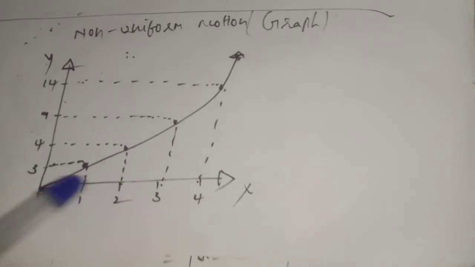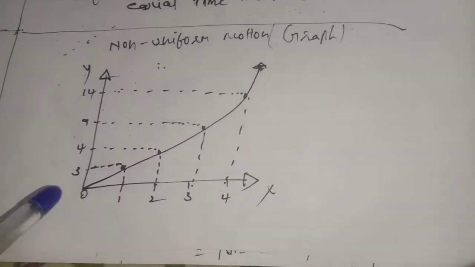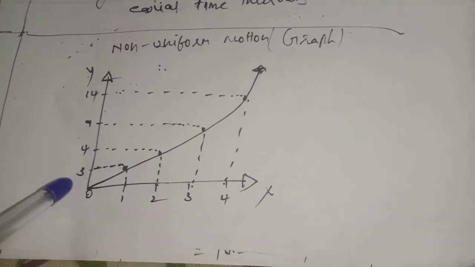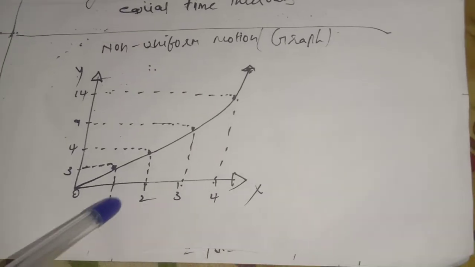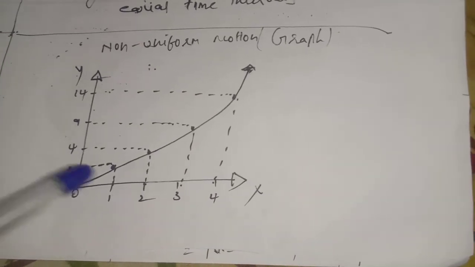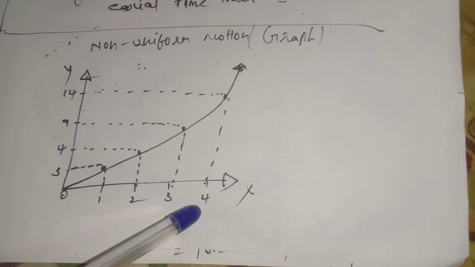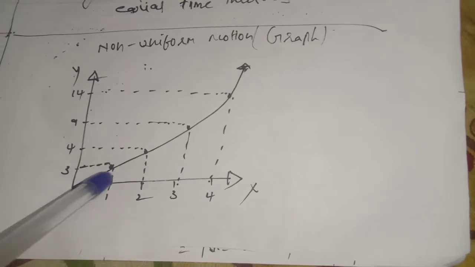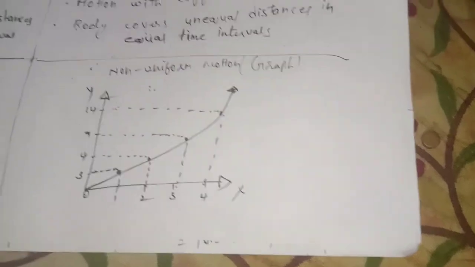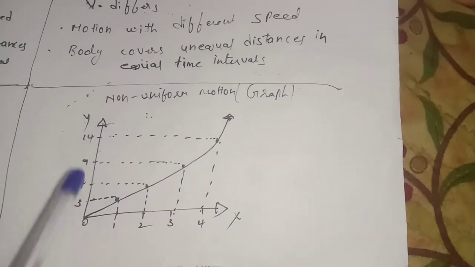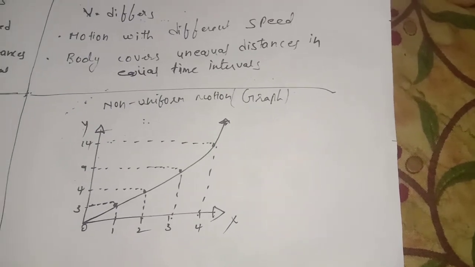So here you represent the time 0, 1, 2, 3, 4. Then here you write the values. This is the rest position 0, 3, 4, 9, 14. So at time t, at 1 second it is covering 3 meters of distance. At 2 seconds it is covering 4. At 3 it is covering 9. At 4 it is covering 14. So if you join all these, you will get a curved path. This type of motion we call non-uniform motion. So you have to represent the graph in this way. Okay. Next.